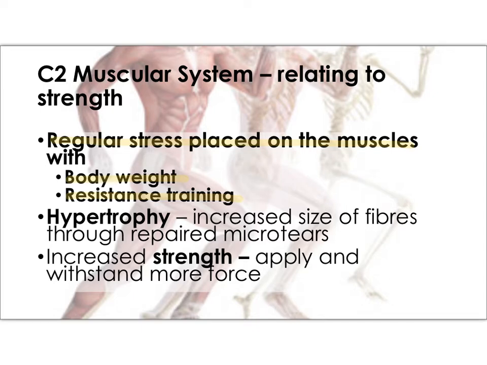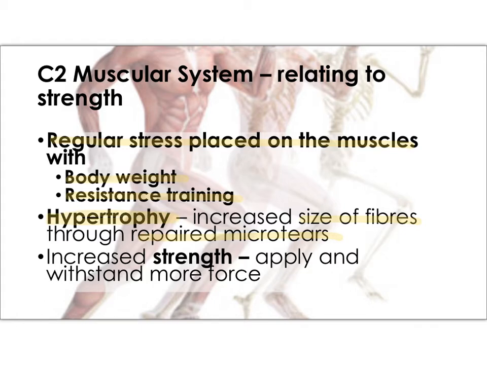What we should have is an increased size of the fibres, because we will cause micro tears when we exercise, and they will, of course, if we eat protein and we rest, fix those micro tears. And as they fix, they come back bigger. So we've increased the size of them. This increase in size is called hypertrophy.